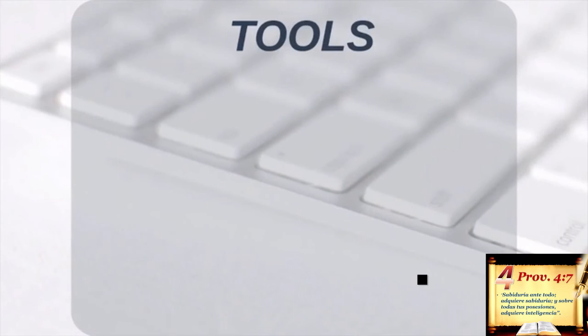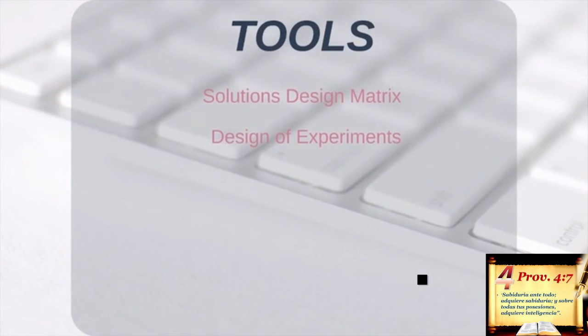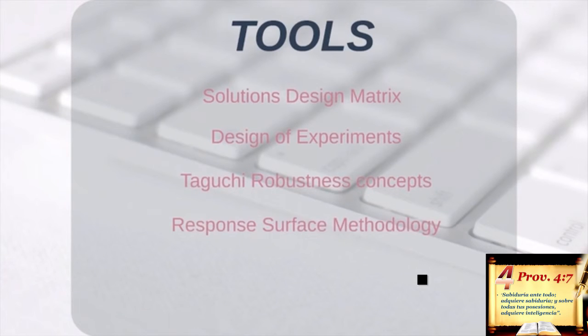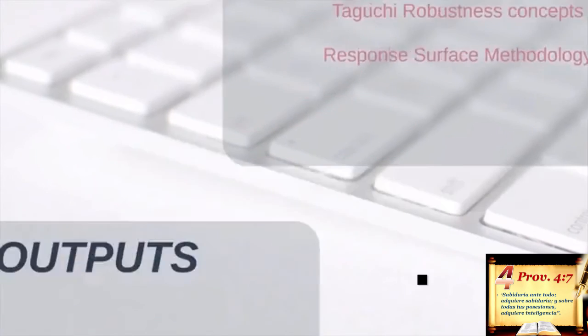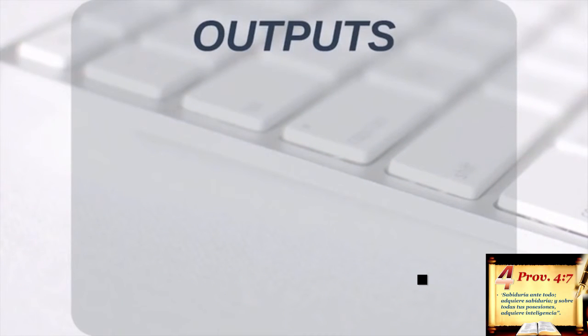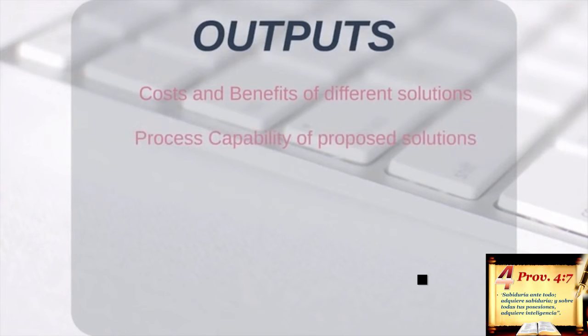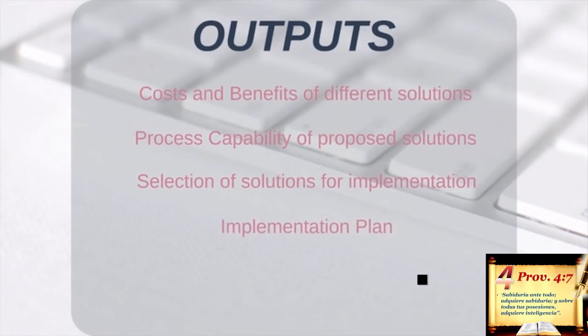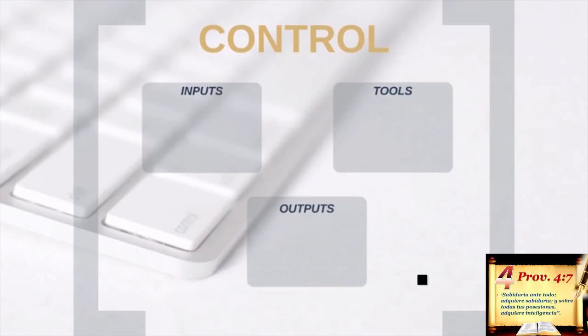The tools required in this phase are solution design matrix, design of experiments, Taguchi robustness concepts, response surface methodology. The outputs of the improve phase are cost and benefits of different solutions, process capability of proposed solutions, selection of solutions for implementation, implementation plan. The last phase is control.